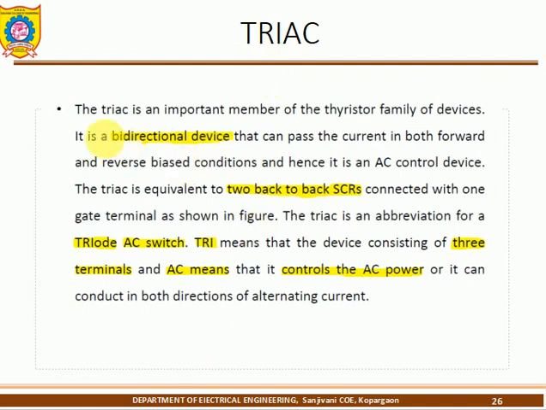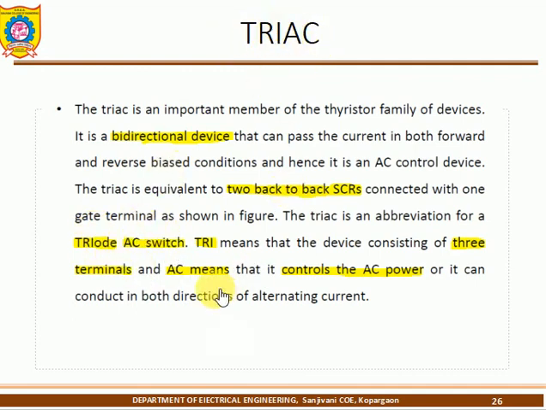What is a TRIAC? It is a bidirectional device. Bidirectional device means the remaining devices are all unidirectional current control devices, but this is a device that controls current flowing in both directions. Two SCRs are connected back to back with one gate terminal, as you have seen. It is called a triode. Triode plus AC switch is the combined word, so TRIAC means triode plus AC. That's why it is called a TRIAC.